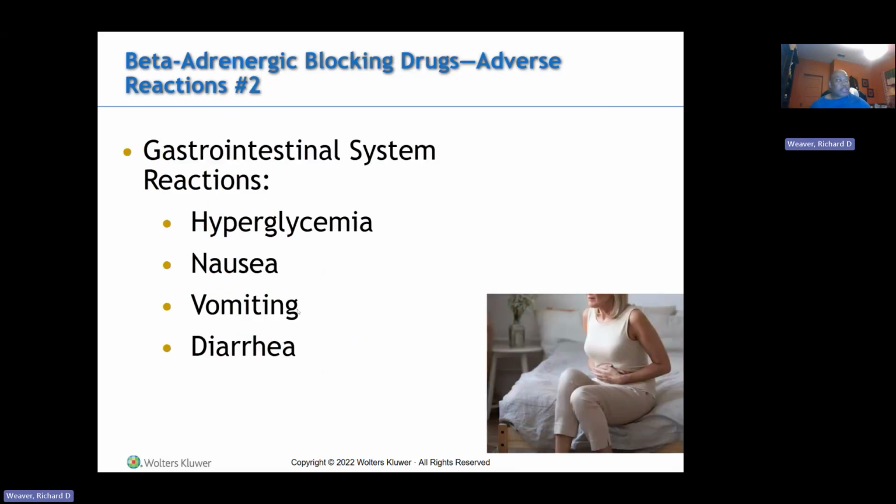You don't see it now. You'll certainly see it at some point. These are some of the GI reactions. These patients have hyperglycemia. They also have nausea, vomiting, as well as diarrhea, some of your general responses. Not really sure how hyperglycemia, because typically when the sympathetic nervous system is at play, the blood sugars will increase because the body needs that glucose for energy. But I'm not sure how this is the case.